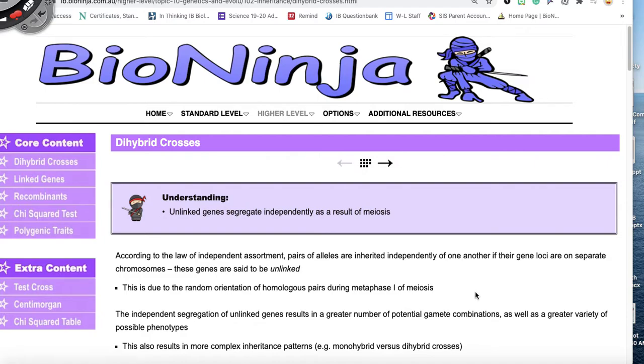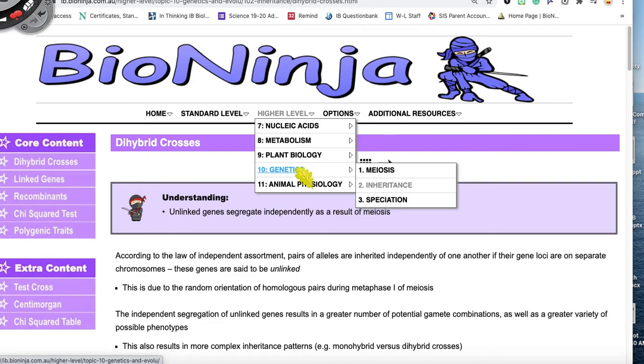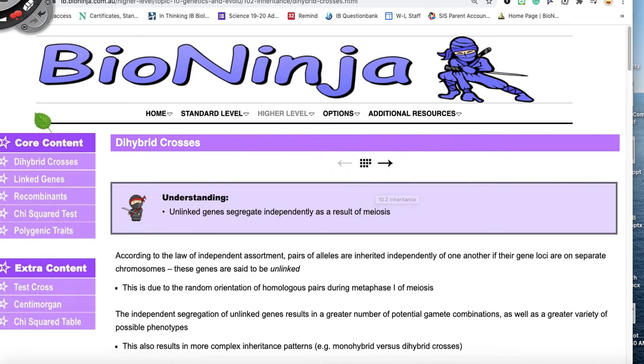Hello, IB Bio students. All right, so today we are going to start higher level topic 10.2, and that will be inheritance. So notice that inheritance is covered by different core content here. Today we're going to be looking at dihybrid crosses.